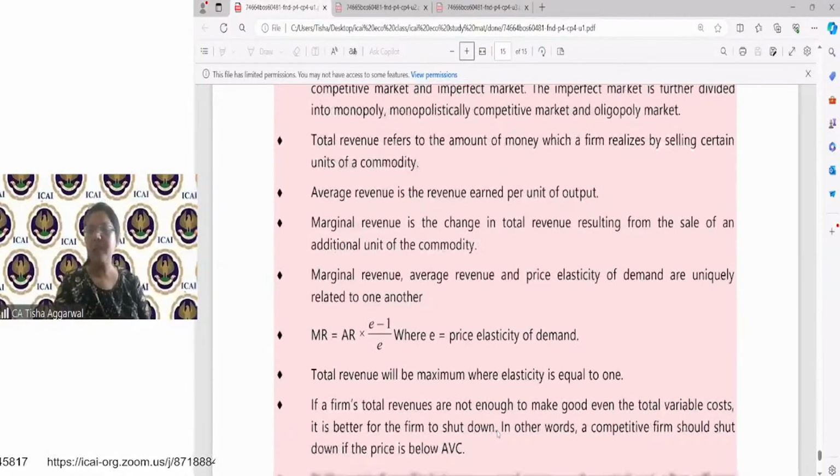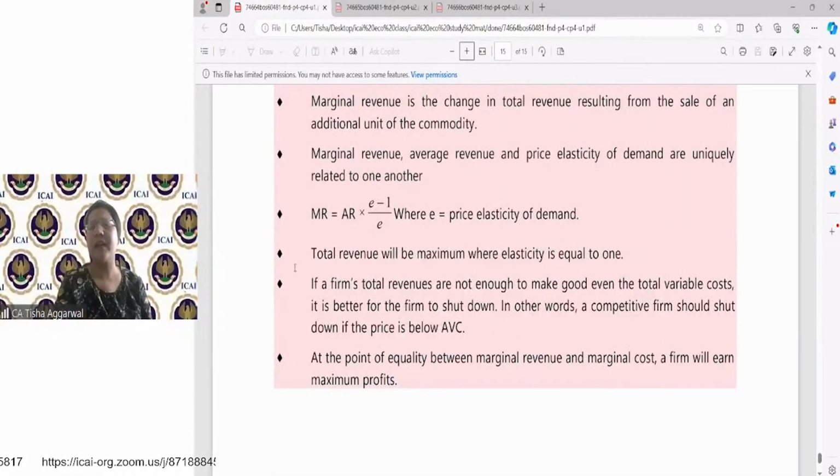Okay. A relationship between MR and AR and elasticity. MR is equal to AR into E minus 1 upon E. Okay. Derivation, you don't have to bother much. See, if you go much into depth, it will be a problem for you. Okay. Total revenue, and let's say, for example, when elasticity is 1, it will become MR is equal to 0.